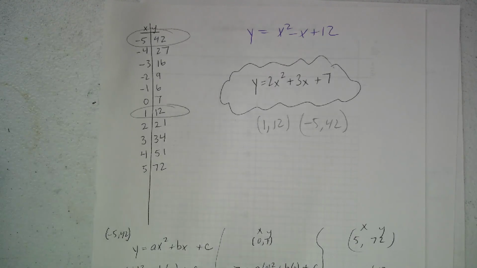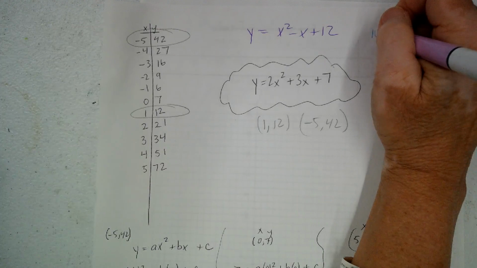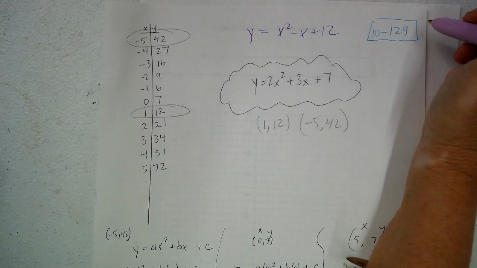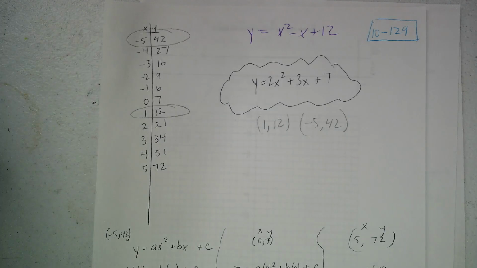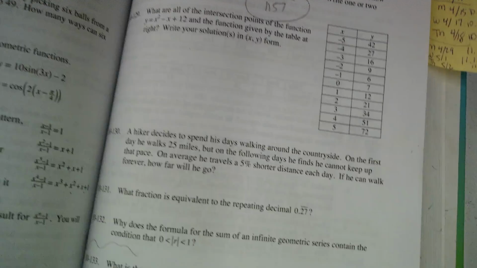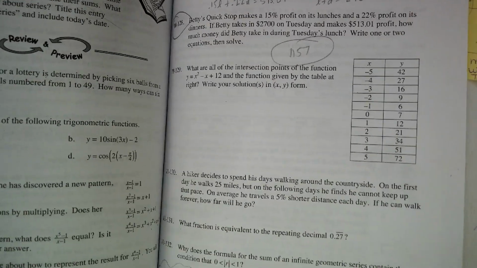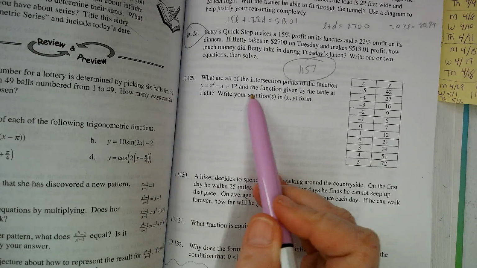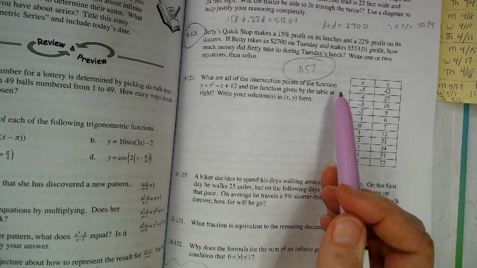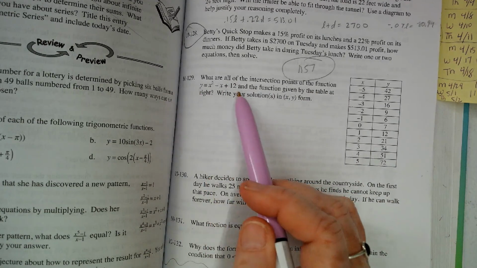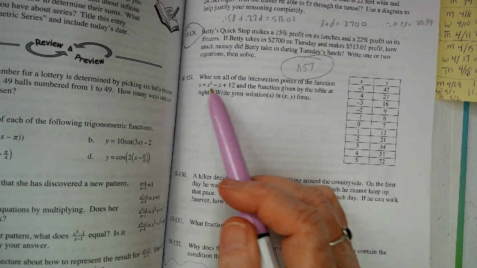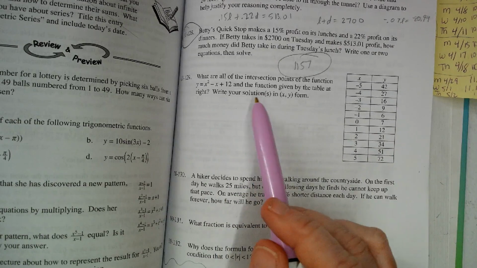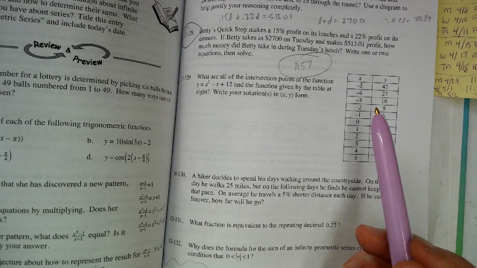Here's Integrated 3. This is problem 10-129. This problem shows you a table, and it gives you an equation, and it says: what are all the intersection points of this function right here, this parabola, and the function given by the table at right? They don't give you an equation for the table at right. Write your solutions in XY form.